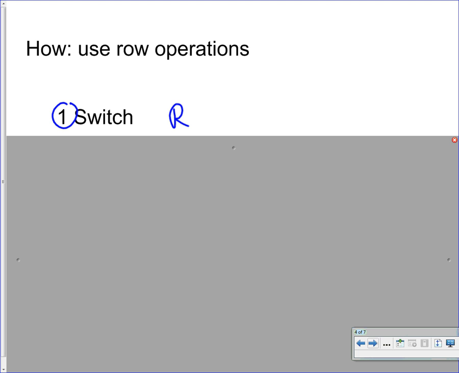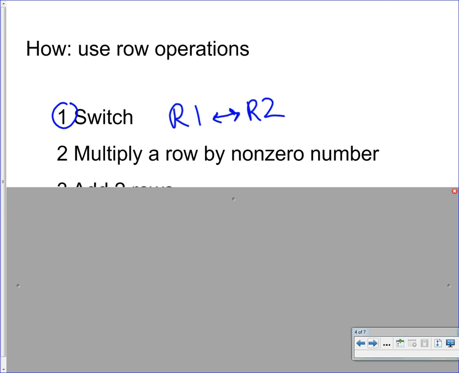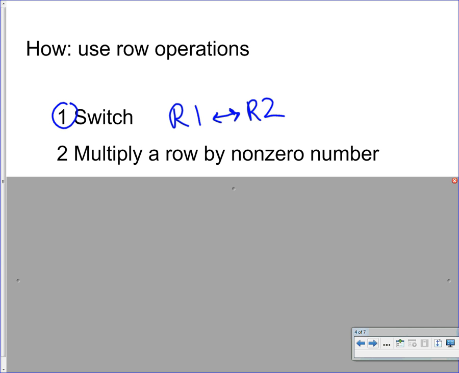So if you're going to switch rows, let's say I want to switch row 1 and row 2, you're going to use that double arrow symbol to show the reader that you switched row 1 and row 2. The other move that you're allowed to make is you're allowed to multiply a row by a number.